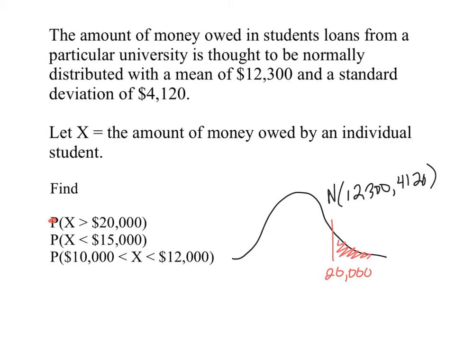Okay, for less than 15,000, so maybe we put the 15. Let's do this one in blue. 15,000 right here. And we'll shade down. And between 10,000 and 12,000, we'll do this one in green. So let's do 10 and 12.